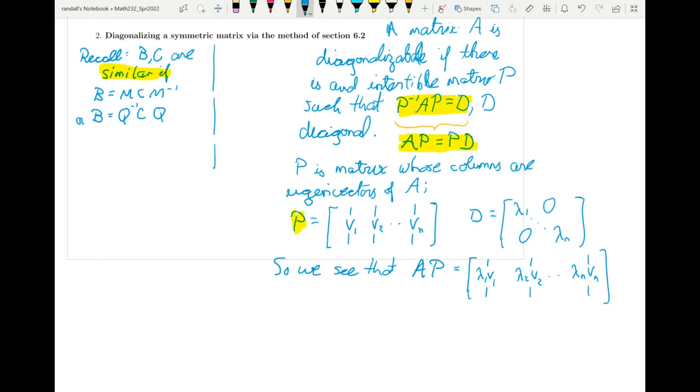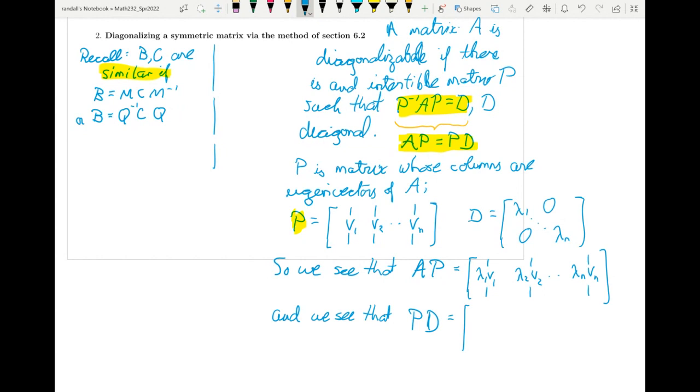Okay, so that's easy to see. And it's also easy to see that that's the same for PD. The reason for that is because D is so simple. D is just that diagonal matrix. So do it in your head.